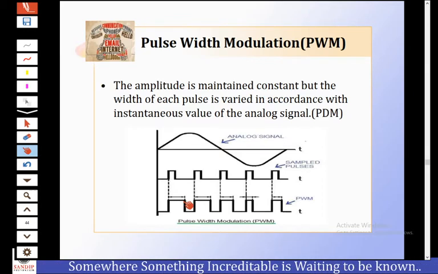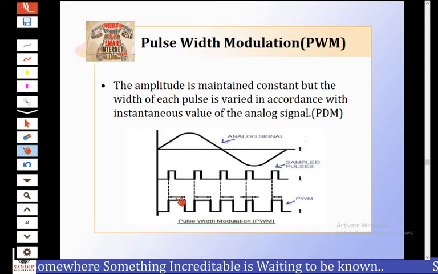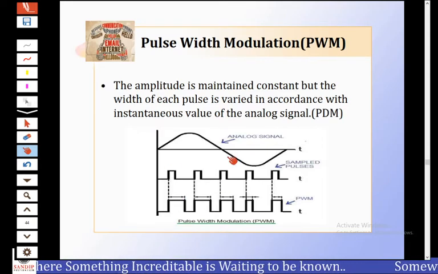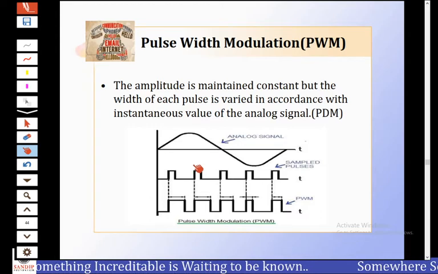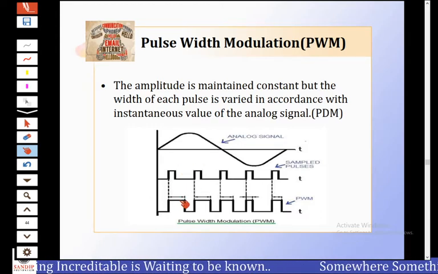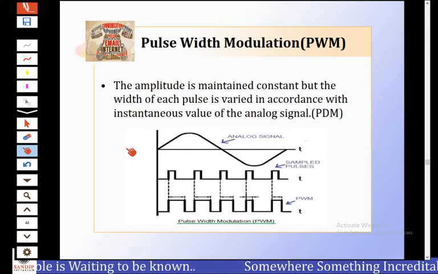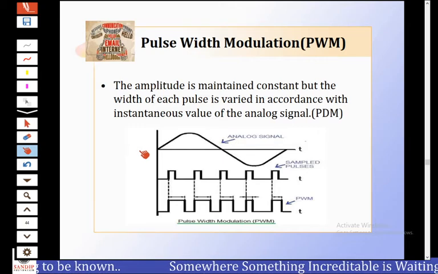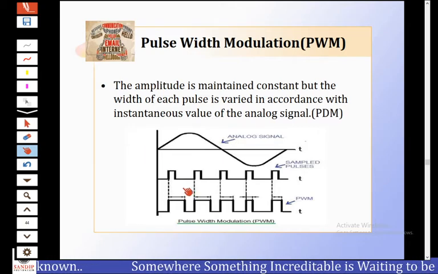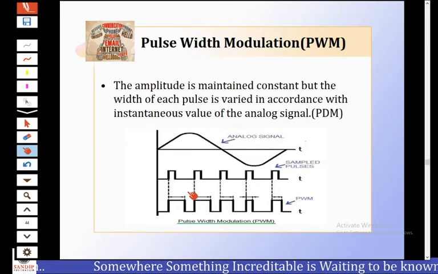That is why the information is contained in the width variation here. In PWM, the information is in the width variation. In PAM, in the previous technique, the information is in the amplitude variation. Okay. This is similar to FM. PWM is similar to FM.